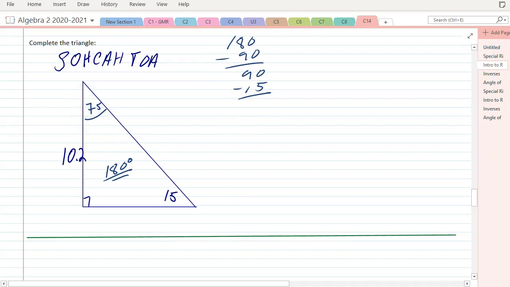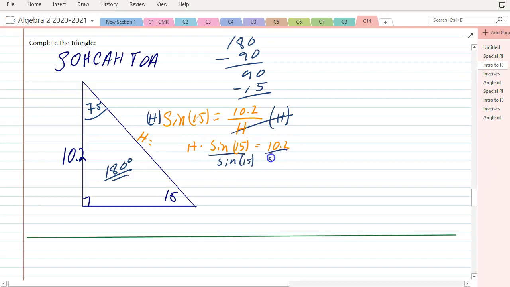Now we need to find the missing sides. I'm going to use sine because most people tend to use sine. Sine of 15 is equal to the opposite, which is 10.2, divided by our hypotenuse. We don't know what the hypotenuse is, so that's why we're finding it. Then you do the math and plug it into your calculator. The hypotenuse is 10.2 divided by sine 15, which is equal to 39.41. They didn't tell us how many decimal places, so I'm going to leave it at 2.